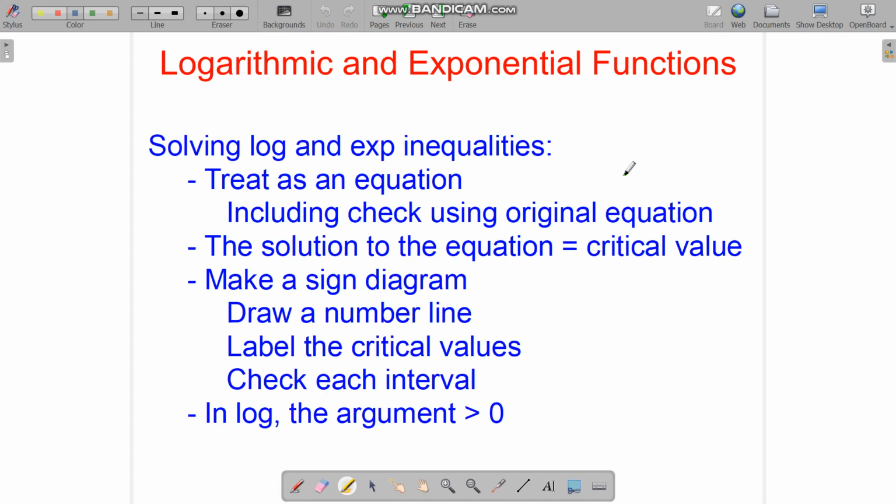So now when we are solving more complicated inequalities, the first step is to treat this as an equation. You know how to solve logarithmic and exponential equations. And the solution to the equation is the critical value. So we make a sign diagram and so on, the usual sign diagram method. And remember that in logarithm, the argument must be bigger than 0.